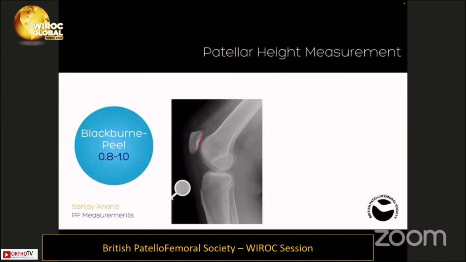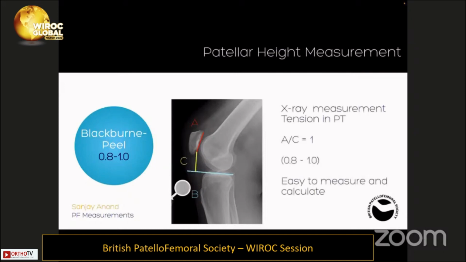This is done by drawing a line along the articular surface of the patella, and then you draw a horizontal line along the joint line and a perpendicular from that line up to the red line that you're drawing where the articular surface meets. And then you calculate the ratio of A over C. The reason I use this is because it's nice and easy, and it should be around 1. So you'll accept anything from 0.8 to 1.0. Very easy to measure and easy to calculate.